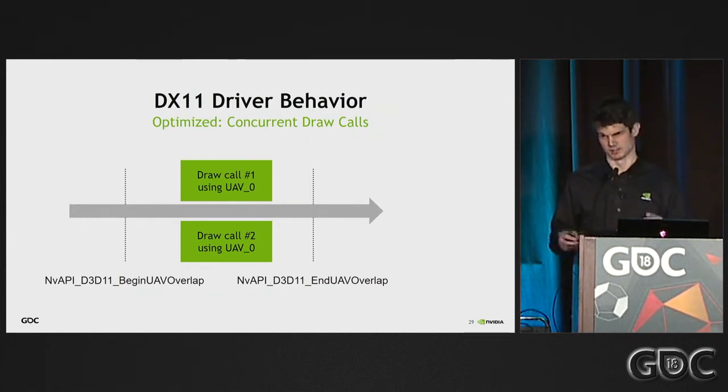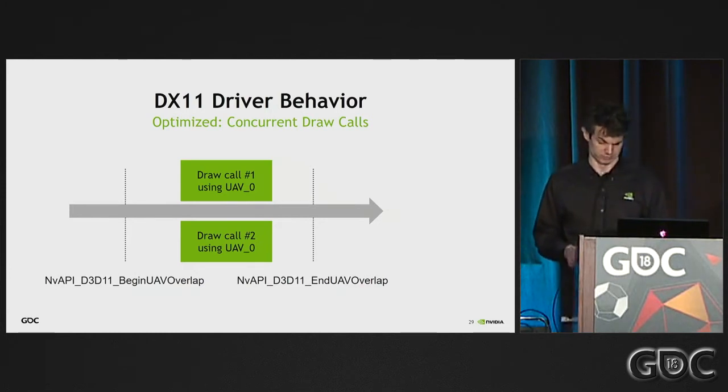And it's public. You can download it and probably already use it. It's a very easy way to tell the driver hints like this. So you just add a begin UAV overlap NVAPI call at the beginning of the range and end UAV overlap at the end. And the driver knows that it can ignore the wait for idles due to UAV overlap and let these guys execute concurrently.